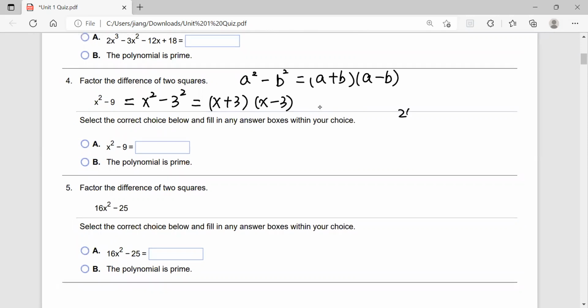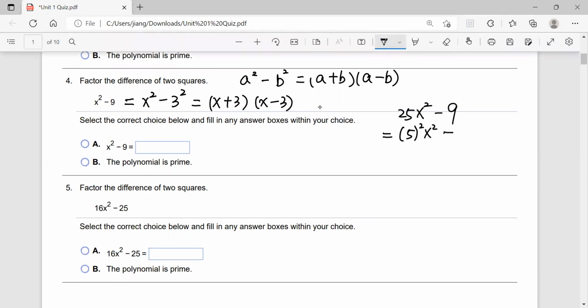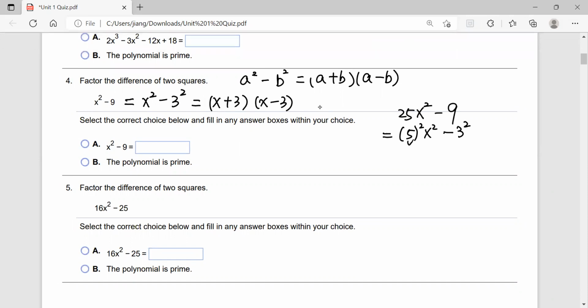If I have 25x squared minus 9, for example, how to factor this? Is this a conjugate formula? Yes, it is, because 25 is 5 squared and then x squared minus 3 squared. So these two both have the squared. That means 5x, all of it squared, minus 3 squared. This is 5x plus 3, and then 5x minus 3.